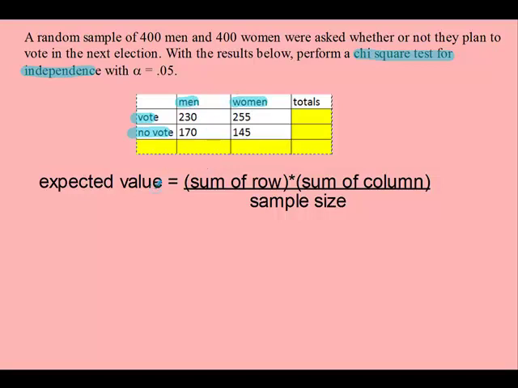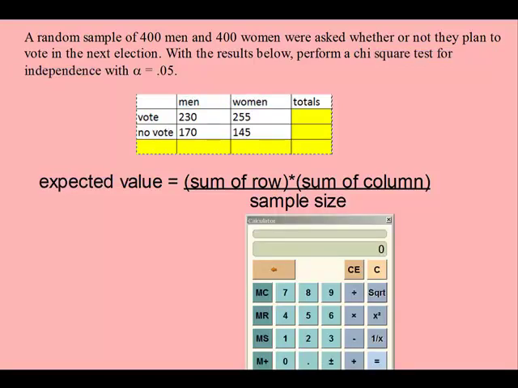Another thing that differs is how we figure out what's called the expected value. According to the formula, sum of the row times sum of the column divided by sample size. Here's more specific to this problem. I'll need my trusty calculator to help me out here. If I'm looking for the row for vote, then I'm going to take 230 and add 255. So in that spot I'll put 485. For the no vote row, I'll take 170 and add 145 for a total of 315.